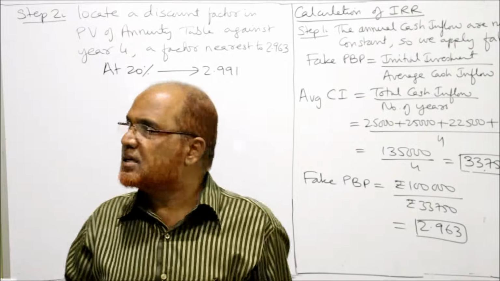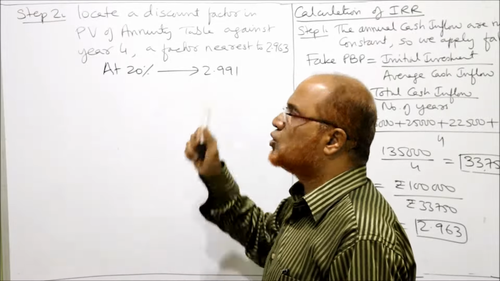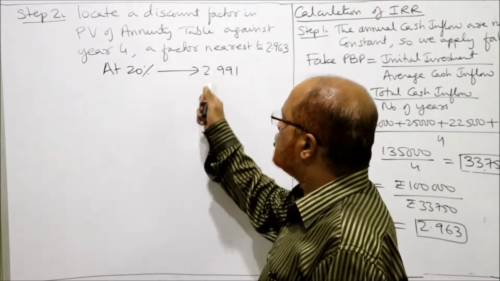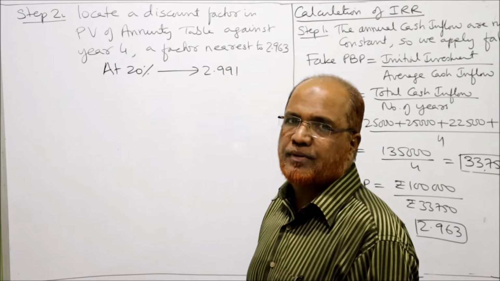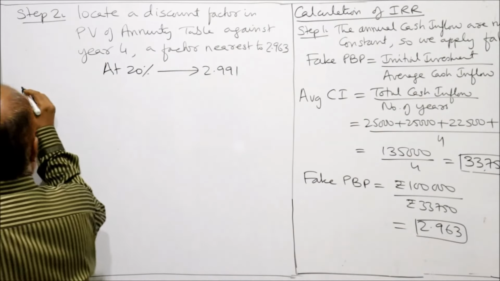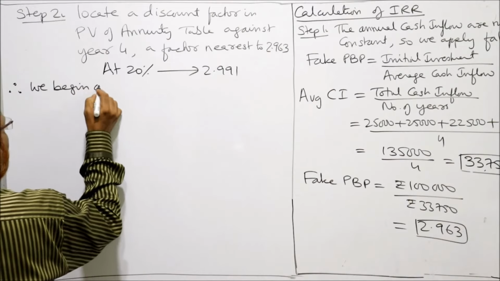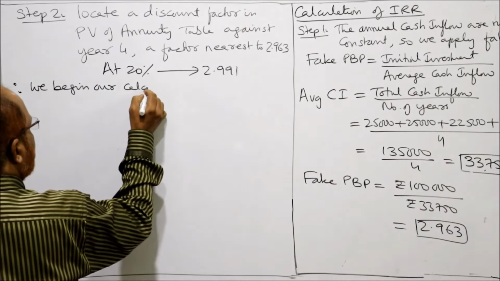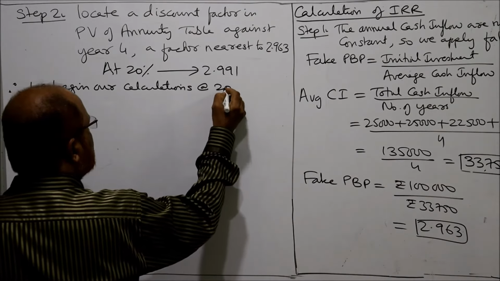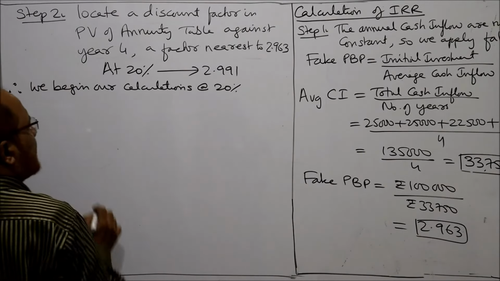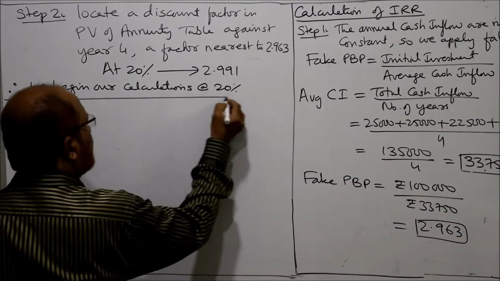So here the step is, at 20% in PV of annuity table we are getting 2.991, and this 2.991 is nearest to 2.963, right? So therefore we begin our calculations at the rate of 20%. 20% से हमारे calculations start करेंगे। तो how to make this table?